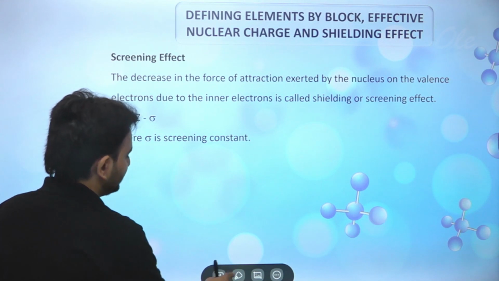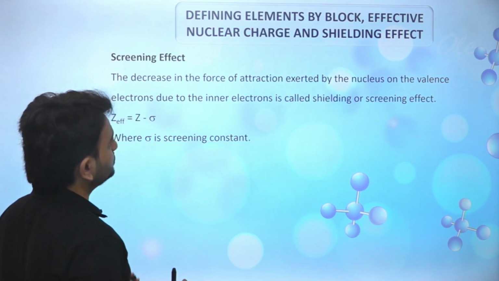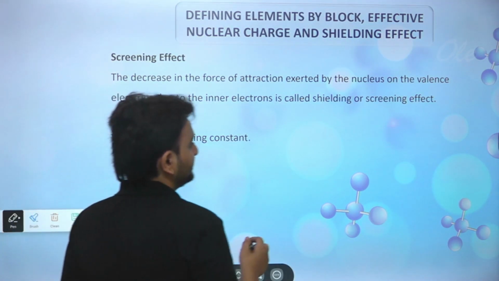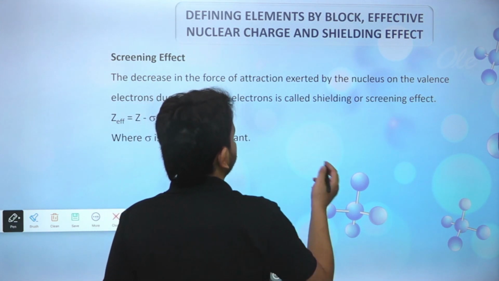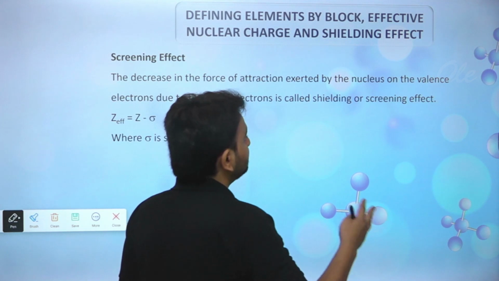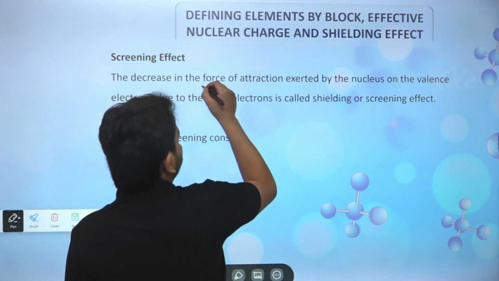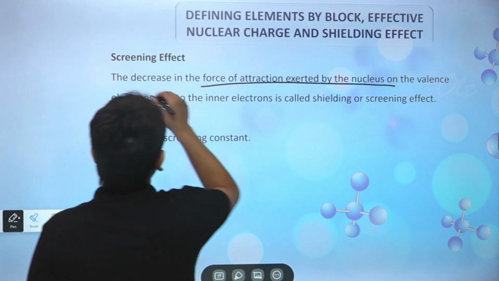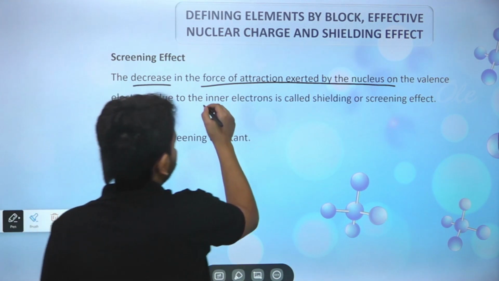So the screening effect is basically the decrease in the force of attraction exerted by the nucleus. So basically the effective nuclear charge becomes lesser and lesser as we move further away from the nucleus. As the shell number increases, the attraction force from the nucleus is reduced due to the inner electrons, right?